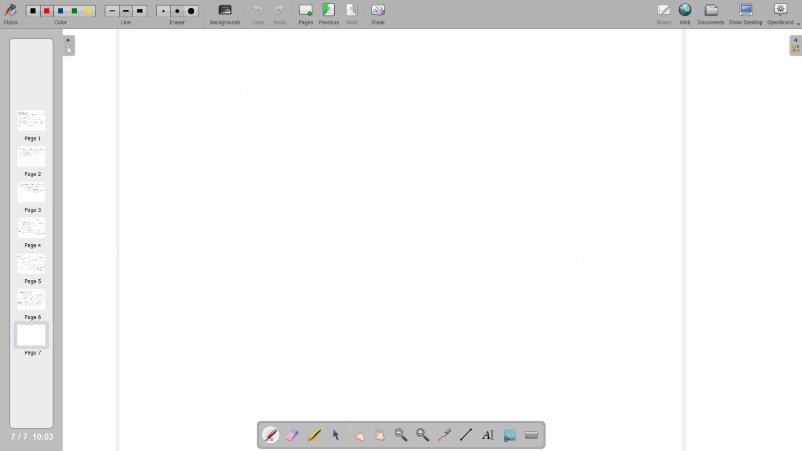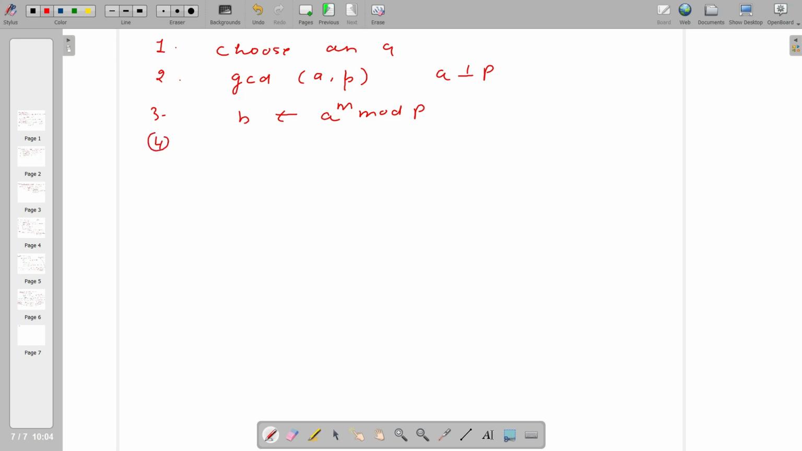How do we write this algorithm? We choose or select an a. We compute the GCD of a and p, and this a should be co-prime to p. Then we calculate b, which is a to the power m mod p. If this b is congruent to 1 mod p, then return p is a probable prime.